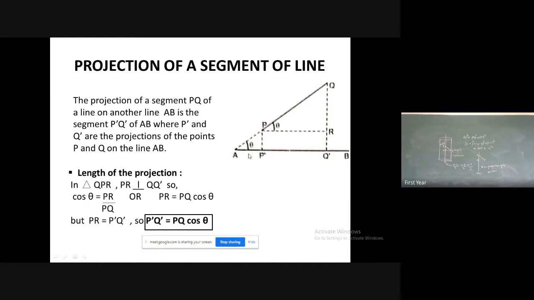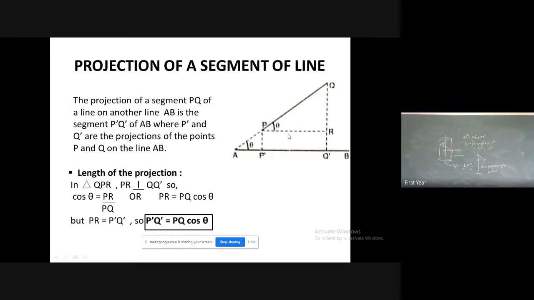That theta, which is angle QPR, is the same as angle QAB. Okay, so what is cos theta? Adjacent side upon hypotenuse. So that is PR upon PQ, and that's why PR is PQ cos theta. But PR is nothing but P dash Q dash, and that's why the P dash Q dash value is equal to PQ cos theta, which is your projection. We will see how we actually find it.